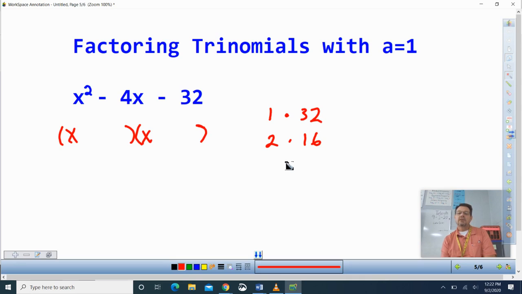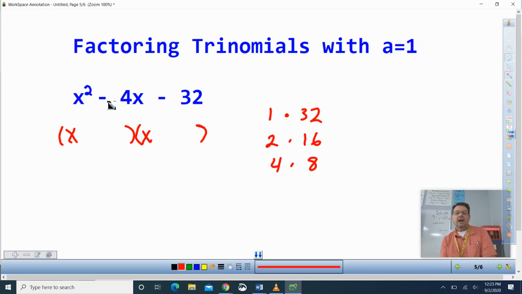3 doesn't go in evenly. How about 4? Does 4 go into it evenly? Sure does. 4 times 8. Okay, 5, no. 6, no. 7, no. 8, we've already got. So these are all the ways we can multiply to get 32. But if you notice, this is -32. So to do so, I've got to have one of these be negative, right? One or the other.